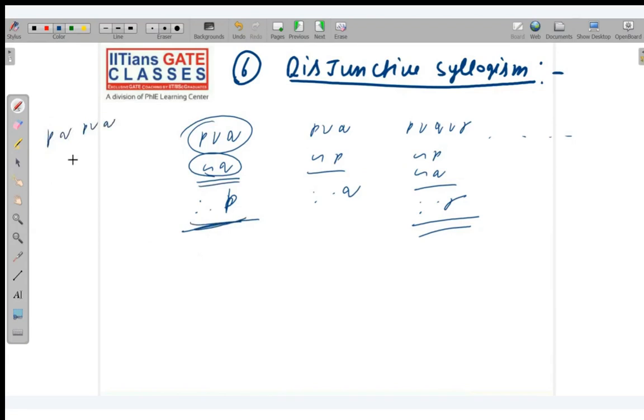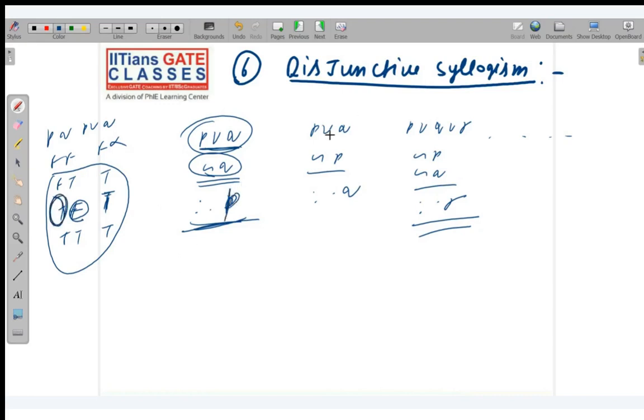Truth table: false, false, false; true, true, false; true, true. So I'm saying false, true, true, true for P or Q. So if any one of them is true, you will get true. Now these three cases I am talking about. I will not consider this case because I am assuming P or Q is true. Now I am saying Q is false. When Q is false, only one case remains, so obviously P must be true in that scenario. It's common sense. P or Q is true, I'm saying P is false, so obviously Q must be true. That's it. This is known as disjunctive syllogism.